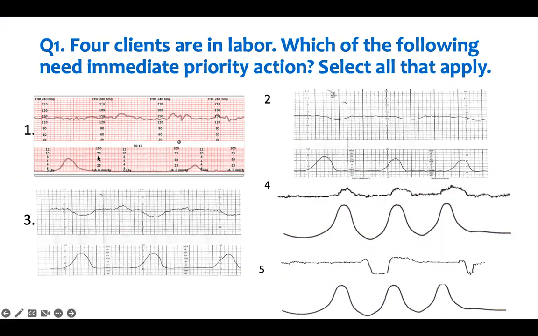So we've seen the number 1 already. This is the same thing I gave. So this is the normal. There's a variability. The peaks, there's 2 contractions. That is good. There's no deceleration. So this patient doesn't need anything basically. So I don't need to see this first.